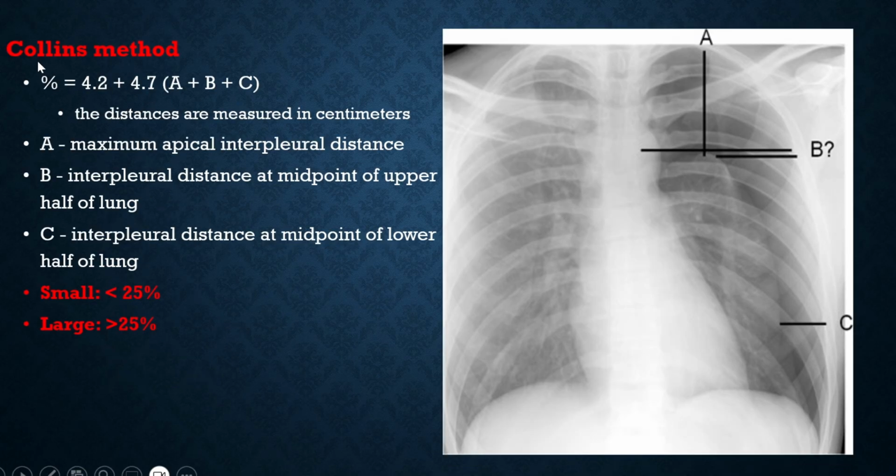Another one is the Collins method. In the Collins method, three measurement values are taken. First is the A distance from the apex to the collapsed lung. Then the hemithorax is divided into an upper half and lower half, and the B value is taken at the upper half's midpoint, and the C value at the lower half's midpoint. These three values are added and the percentage is calculated. If it is less than 25%, then it's small, and if it is more than 25%, then large.